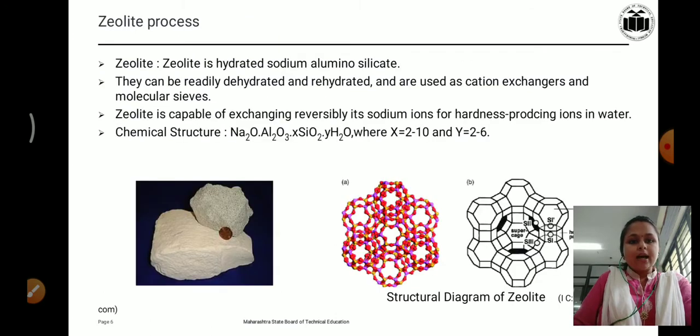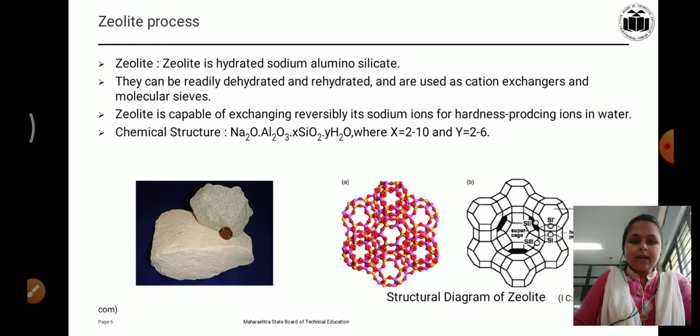Zeolite is hydrated sodium aluminosilicate. This is also called as permutate. That's why this process is also called as permutate process. This zeolite can be readily dehydrated or rehydrated and is used as a cation exchanger and molecular sieve.